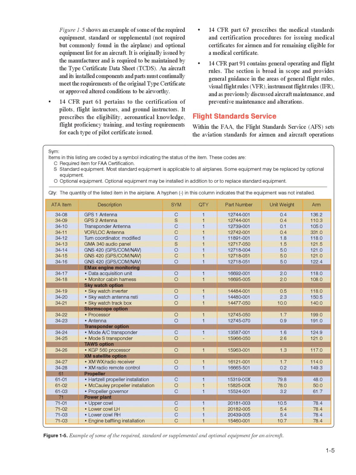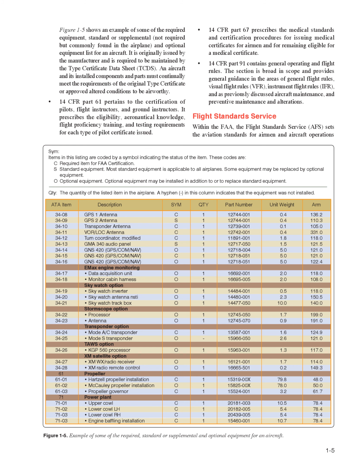Figure 1-5 shows an example of some of the required equipment, standard or supplemental, not required but commonly found in the airplane, and optional equipment list for an aircraft. It is originally issued by the manufacturer and is required to be maintained by the Type Certificate Data Sheet, TCDS. An aircraft and its installed components and parts must continually meet the requirements of the original type certificate or approved altered conditions to be airworthy.